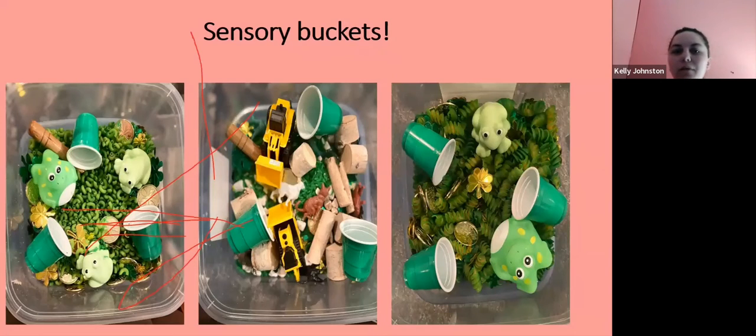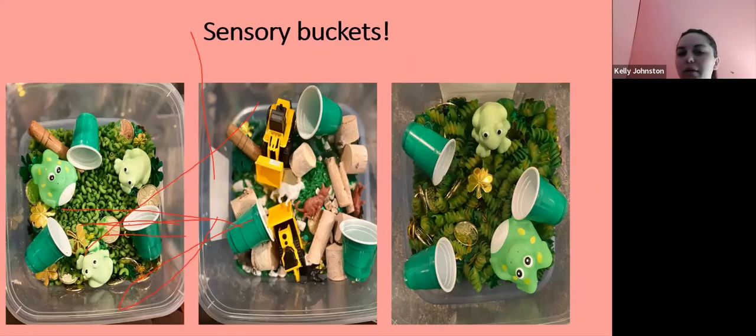Sensory buckets. I don't know what kiddo does not love a sensory bucket. These are my St. Patrick's Day themes. So I have pasta in there that I just colored with food coloring. I have rice in there. I have some gardening tools, some tractors, some cups.